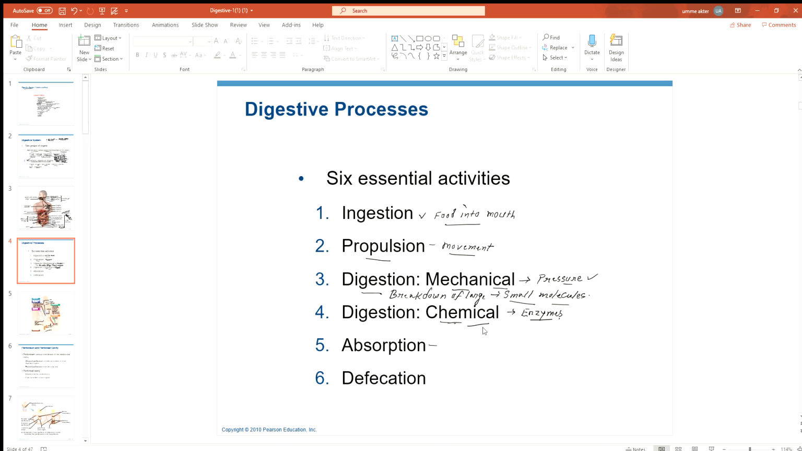Absorption. Absorption is the fine molecules, food molecules. After digestion, the fine food molecules, which can also be termed nutrients, are taken into the blood. This mainly occurs in the small intestine. In the intestine, the food molecules or nutrients are taken into the blood, and that process is called absorption. And blood takes the food, nutrients or food molecules to the liver first.